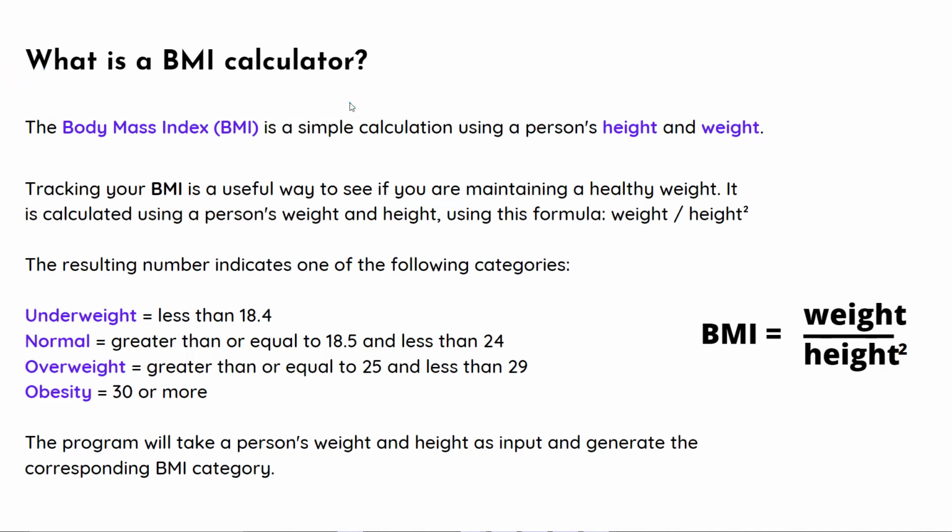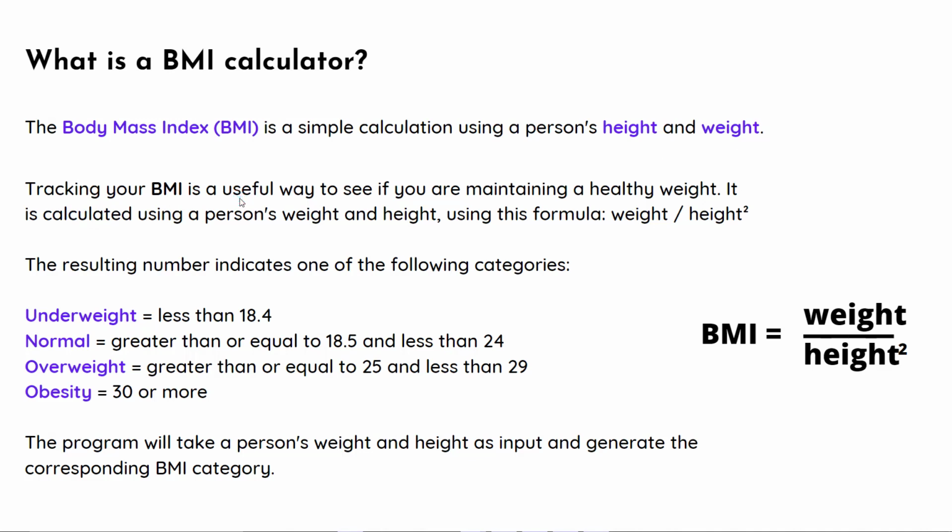Let me tell you what a BMI calculator is first. BMI calculator is nothing but a body mass index calculator, which is used to calculate a person's height and weight. It will check the condition of that person based on height and weight. So tracking BMI is really a useful way to see if you're maintaining a healthy weight or not.